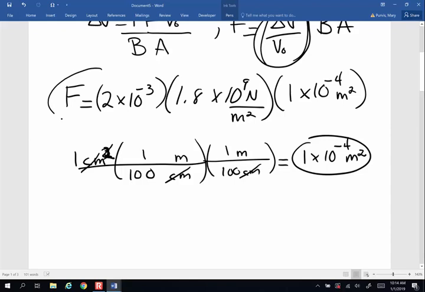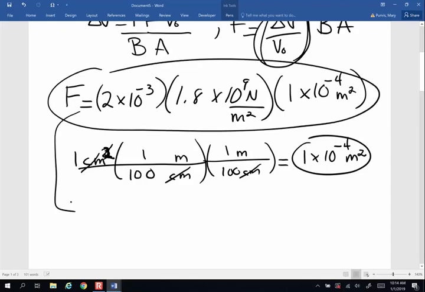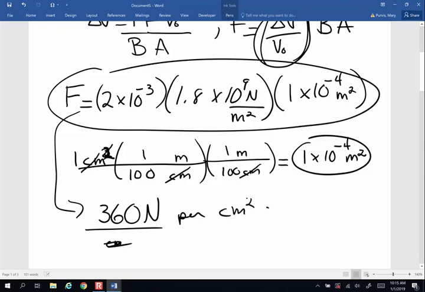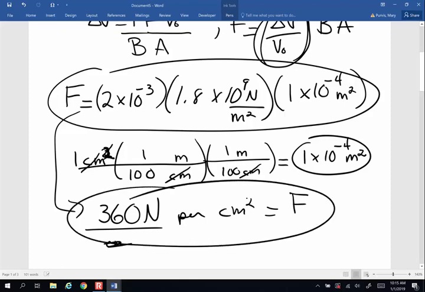All right, now that I've got this, I throw it all in my calculator and I end up with 360 newtons per 1 square centimeter. I'm going to write it this way so the units don't get confusing, and that's going to be the force that is exerted on this bottle.